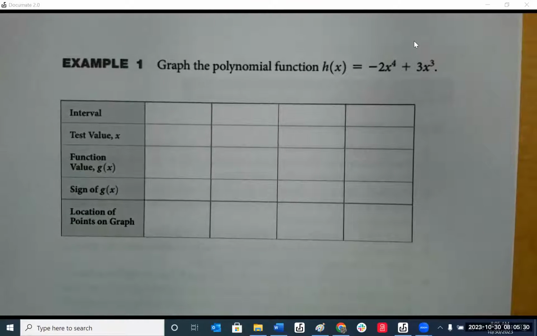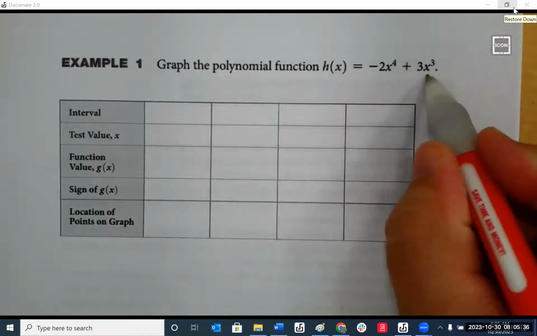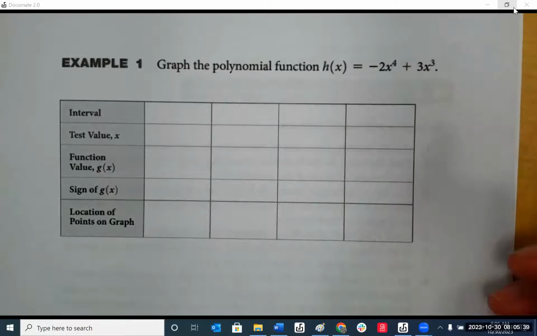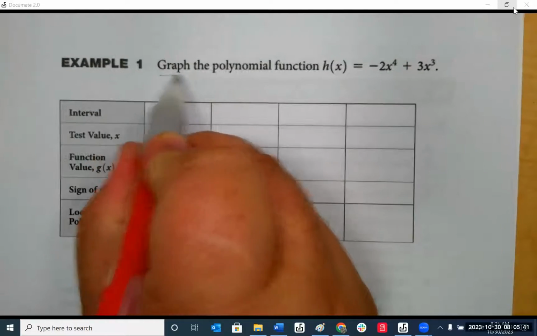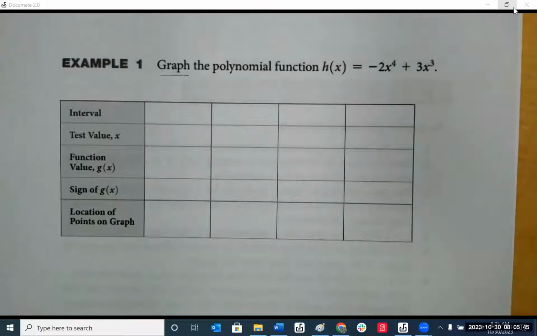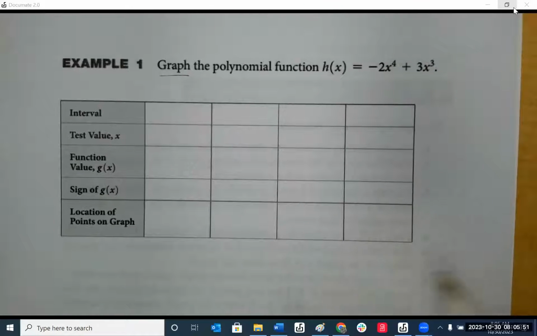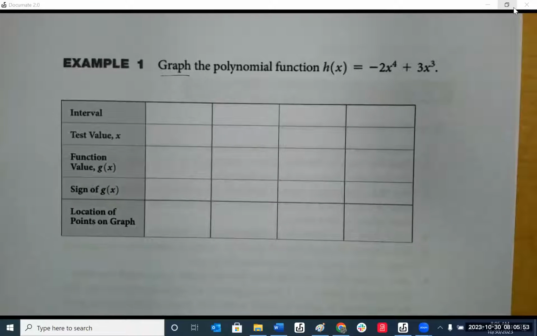Graph the polynomial function -2x to the fourth plus 3x cubed. When you're asked to graph it, I attached this stuff here. But if you remember from section 1, we really don't need this, because when we sketch the graph, I'll show you why it's a lot easier using my way. But you still have to know how to use this.